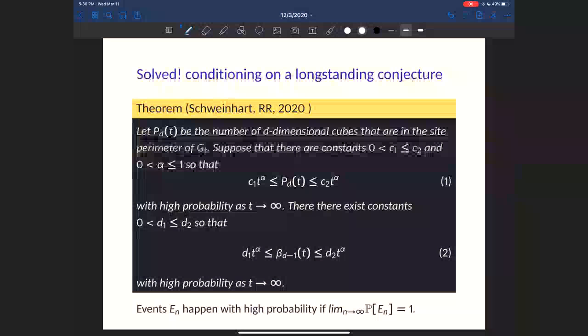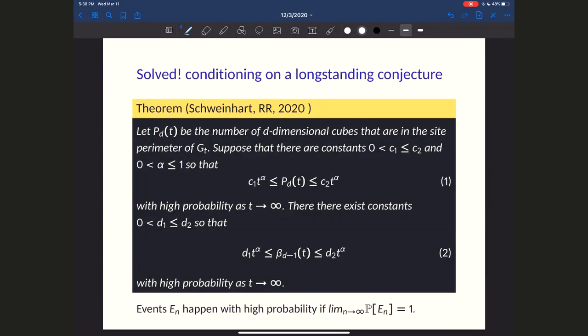Okay, so and if someone wants to, I would like to remind you that when you have a sequence of events, in this case a sequence of events that is indexed by the time, then that sequence of events happens with high probability if the limit when it goes to infinity of the probability of the events equals 1.